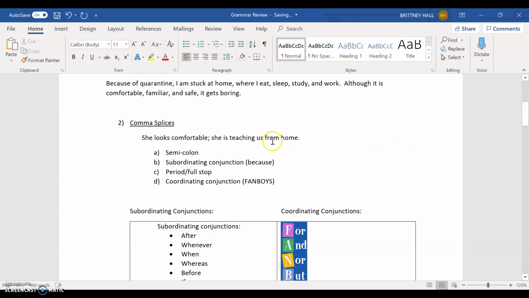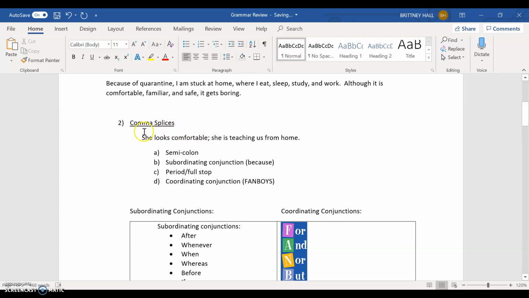This would be an okay option because we have she looks comfortable, subject, verb. Now we don't have an object, we have an adjective here because the verb look typically goes with an adjective, right? You look happy, you look sad, you look tired, you look comfortable. She looks comfortable, semicolon, she is teaching us from home.